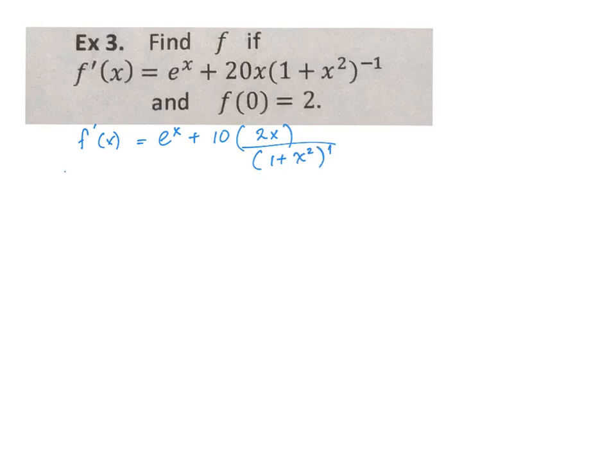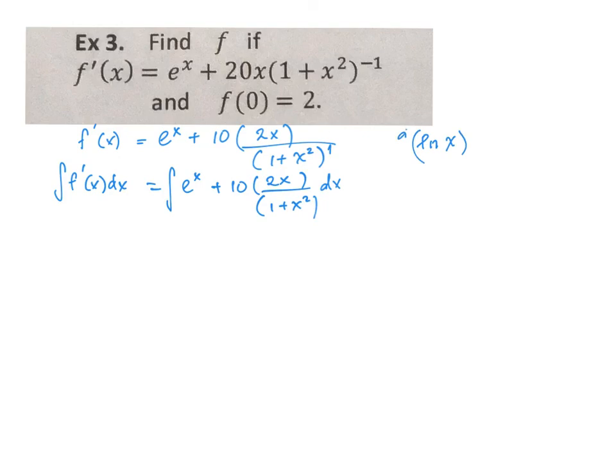And now we take the antiderivative, which is the integral of f prime of x dx. And that's going to be the integral of (e^x + 10 times 2x/(1 + x²)) dx. Now we note that the derivative of ln of x, if we take d/dx, we get 1 over x. And the derivative of ln of (1 + x²) is 1 over (1 + x²) times 2x.